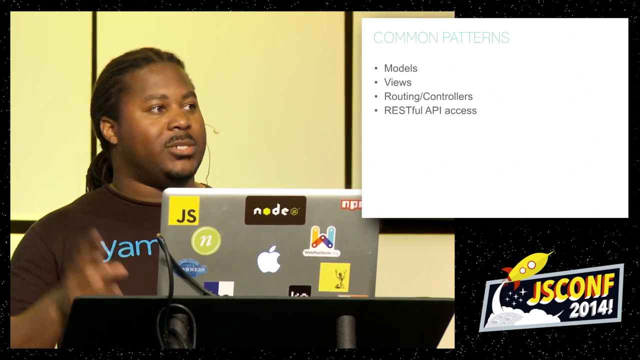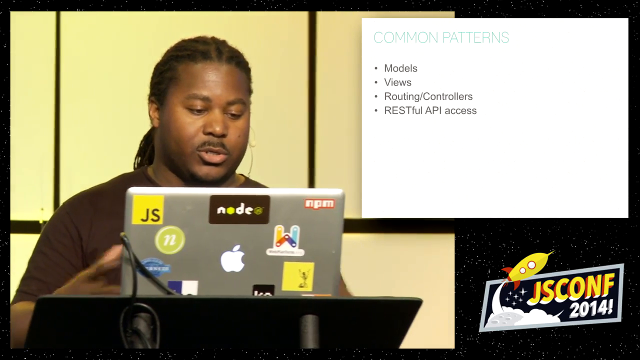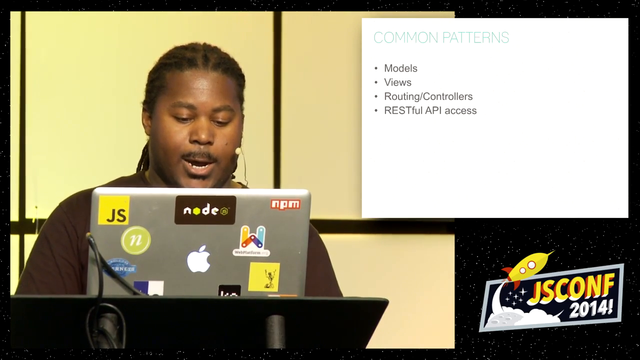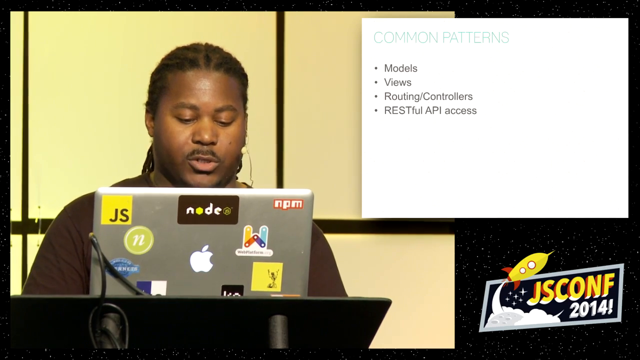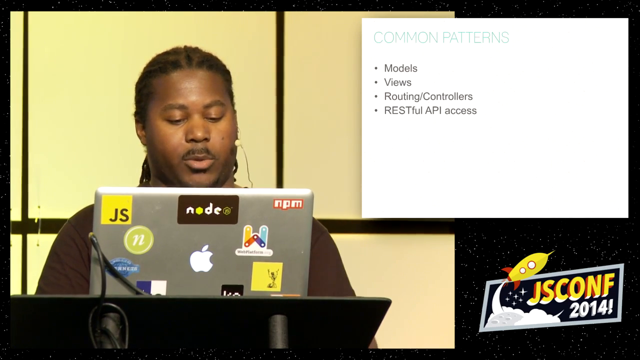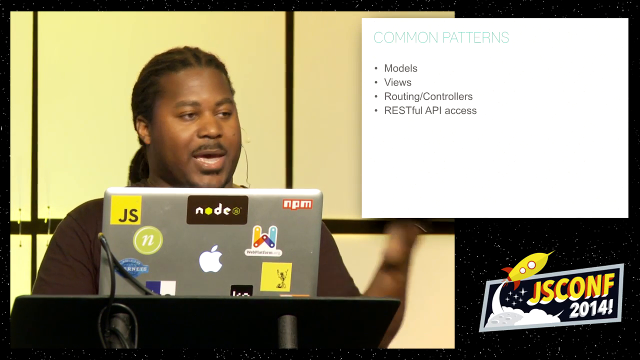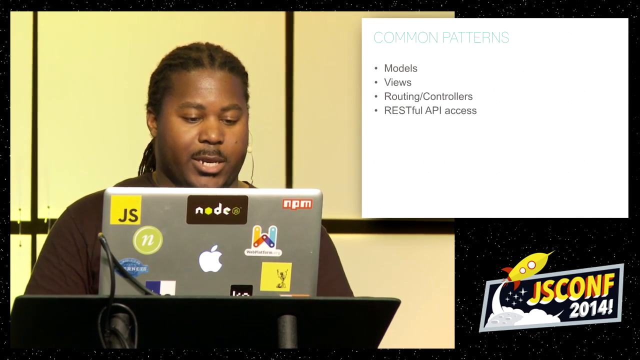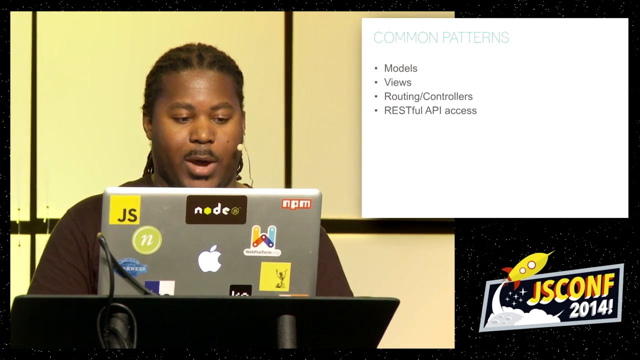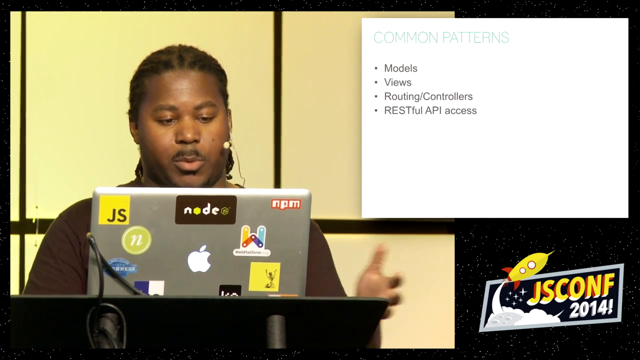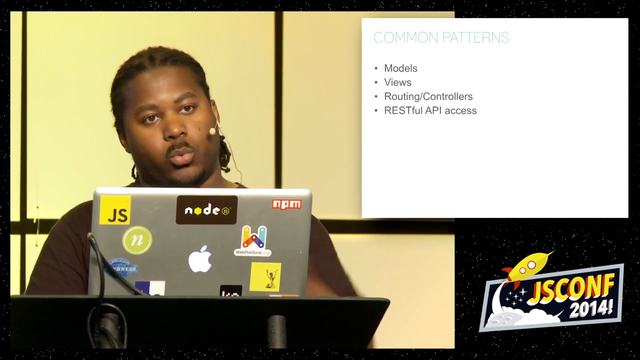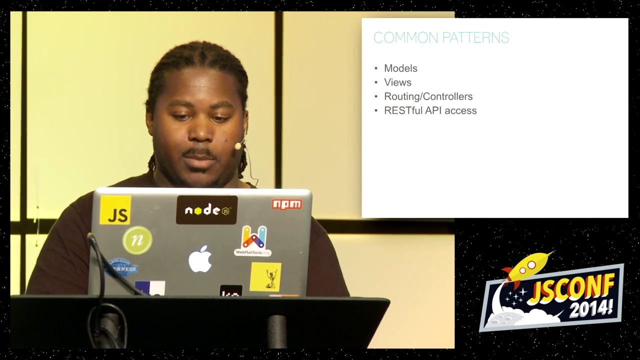Controllers, the C is always kind of nebulous, but I think routers and controllers come with that. And routing is probably the more important feature for building single-page applications, being able to route to a particular view. And then RESTful API access, because obviously you need to get some data and shove it into your UI. I think these should be pretty familiar to people. We're going to jump into one of them so I can illustrate what I'm talking about.